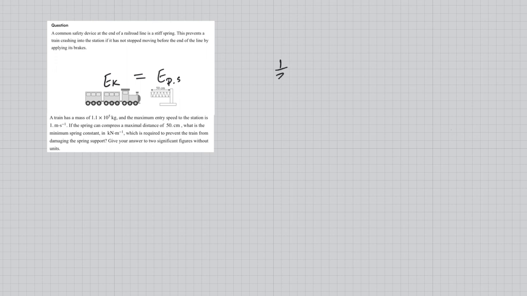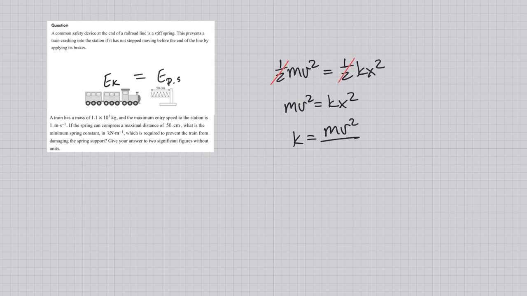So we're going to have 1/2 mv squared equals 1/2 kx squared. One thing that can happen is our 1/2s can go away because we have those on both sides, and we're simply trying to solve for k. So mv squared equals kx squared. Then k is simply going to be mv squared divided by x squared. So our mass is there, the velocity is there, and our maximum distance is 50 centimeters. We're going to have to change that to meters, which is going to be 0.5 meters.